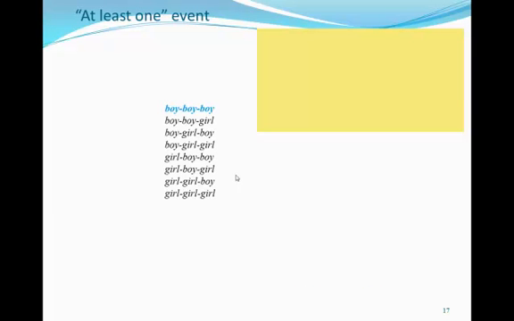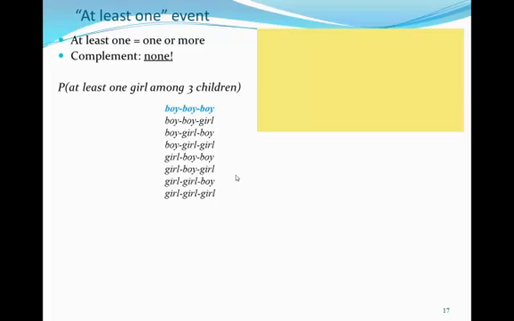So next thing, let's move on to "at least one" events. At least one here means one or more. So the complement event of at least one will be none. None of that happen. So let's say we want the probability of at least one girl among 3 children.